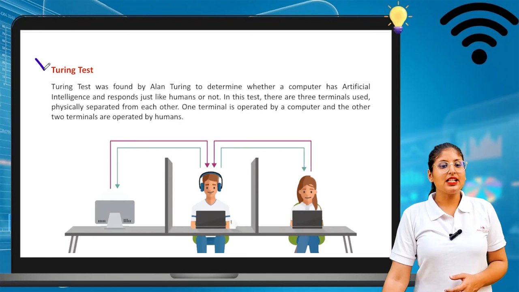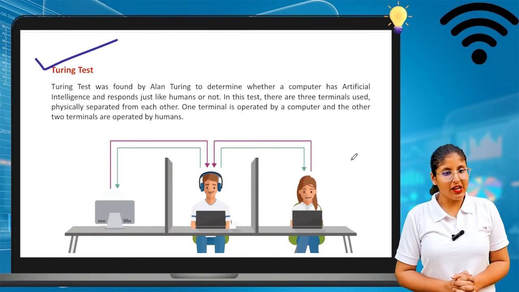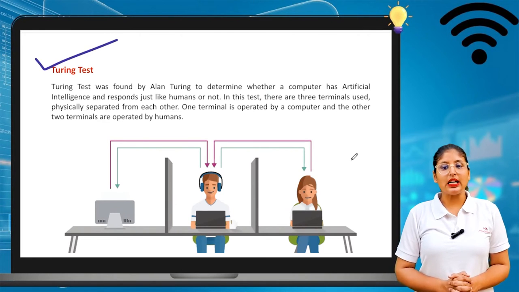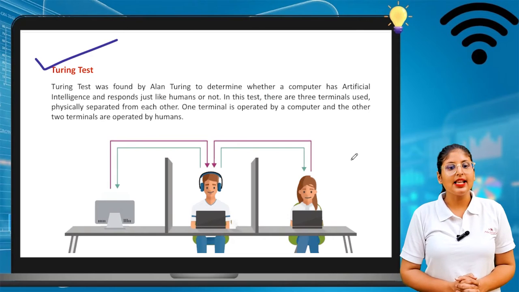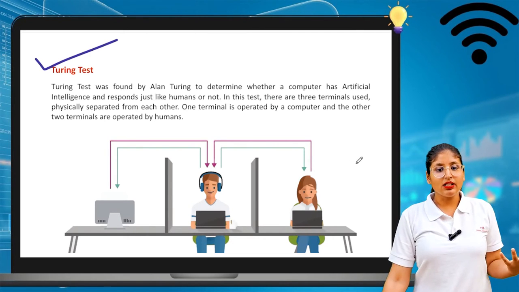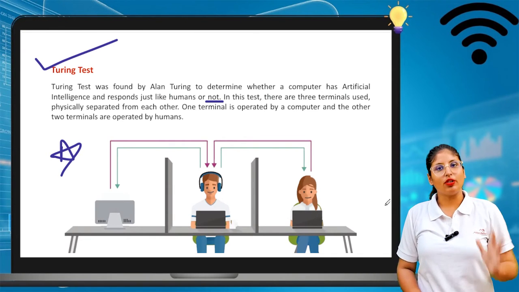Now we will see the Turing test. What is the Turing test? The Turing test was developed by Alan Turing to determine whether a computer has artificial intelligence and responds just like a human or not. With the help of this test, they want to see whether machines can think like a human being or not.